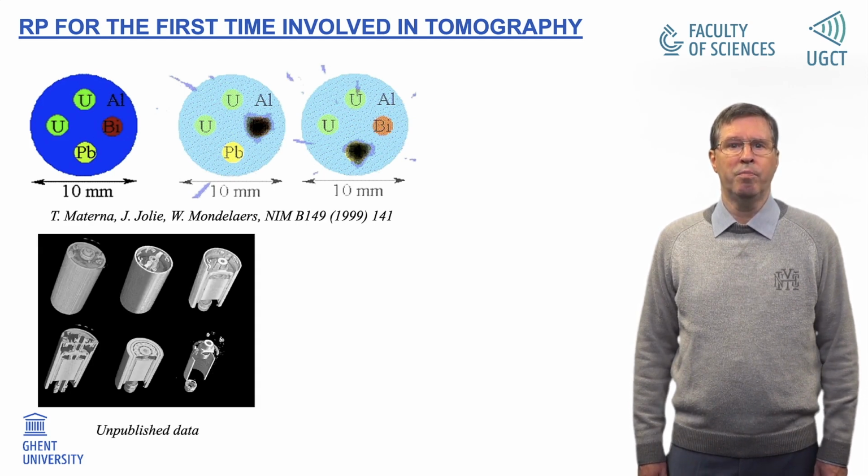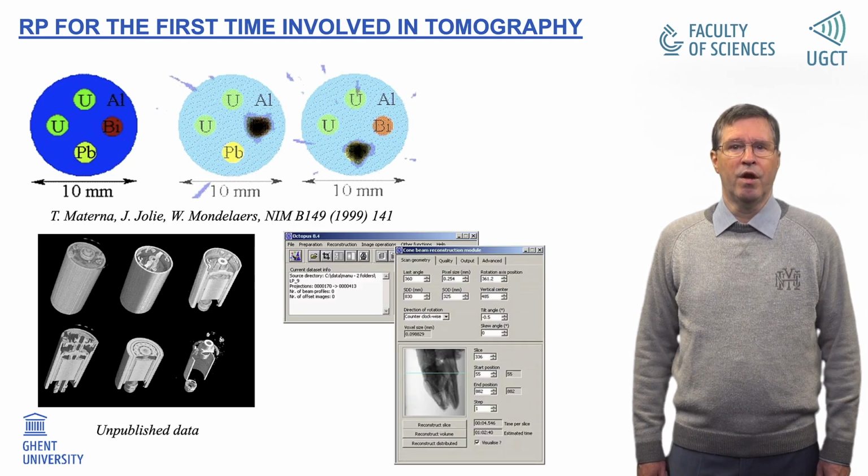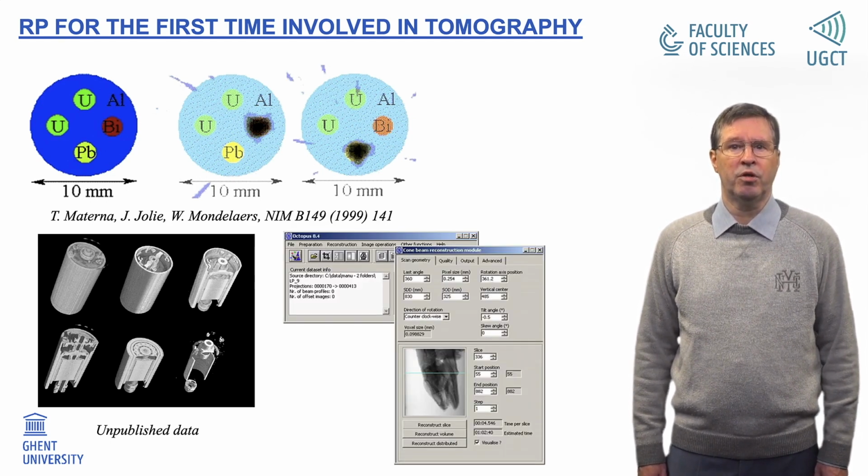In parallel, the group became involved in neutron tomography and developed a flexible neutron tomography setup that was used at the ILL and PSI. For the reconstruction of the raw projection data, the radiation physics group started to develop a reconstruction toolkit, which later became the well-known Octopus software package.